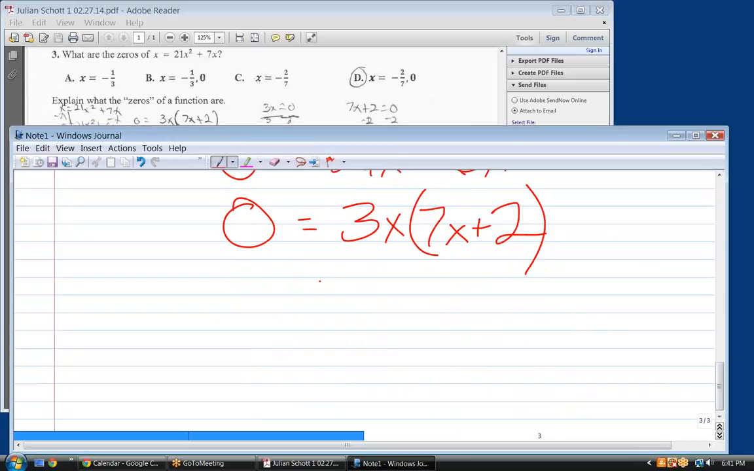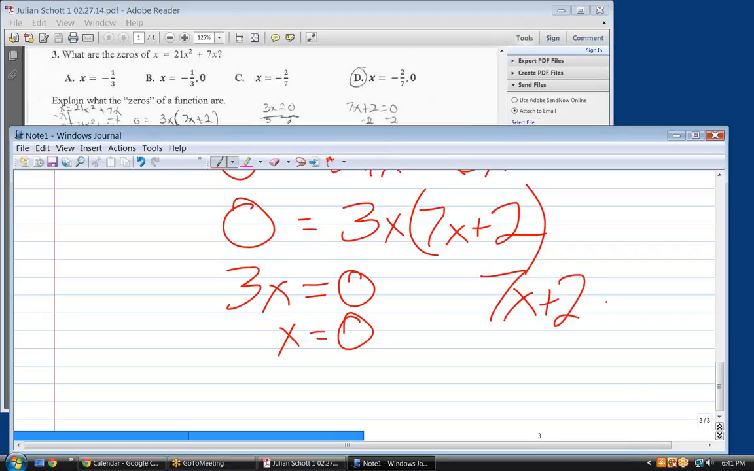Is it 3x equals 0? Well, that's one. 3x equals 0, meaning x equals what? 0. And 7x plus 2 equals 0. In other words, we always solve it by setting each one of them equal to 0. Yeah. And then x is equal to what? 0. No, we have 7x plus 2.